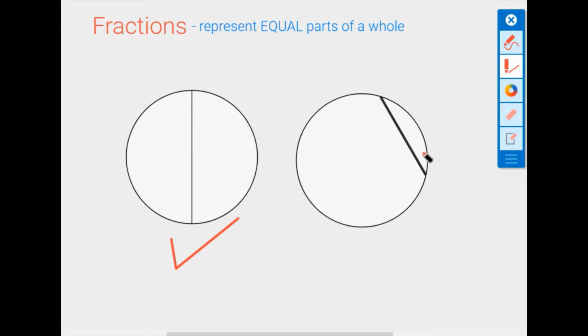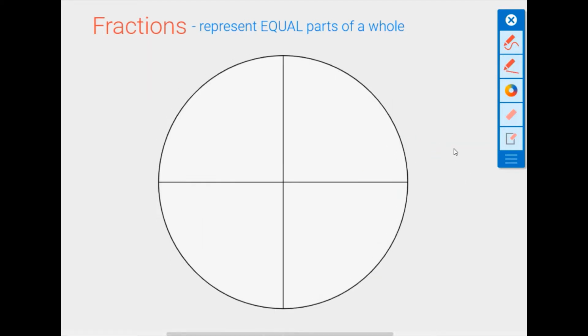However, this second one is not cut into two equal parts. Notice that this part right here is smaller than this other part right here. Therefore, this is not a fraction, simply because it is not cut into equal parts.